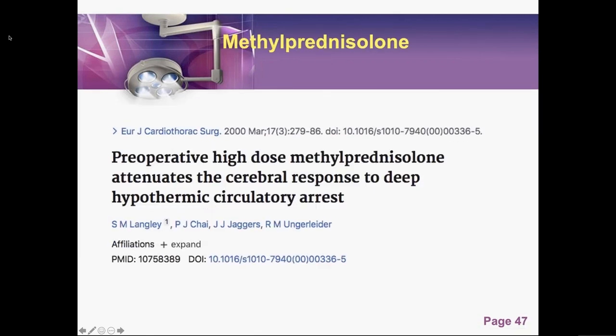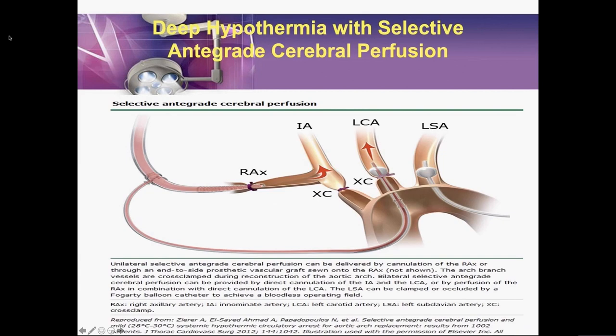Methylprednisolone offers a safe and inexpensive strategy for cerebral protection, but timing is important, at least more than 2 hours pre-circ arrest. Selective antegrade cerebral perfusion with oxygenated blood at a rate of 5 to 7 ml per kilo per minute and a pressure of 60 to 70 millimeters of mercury measured in the ipsilateral radial artery. Antegrade perfusion could be unilateral and or bilateral.